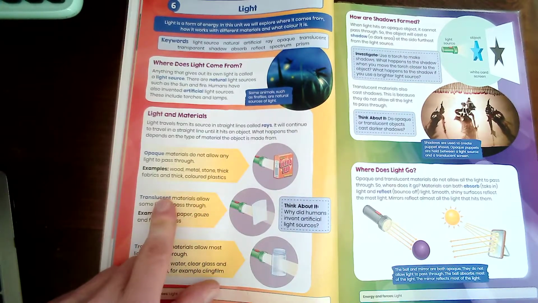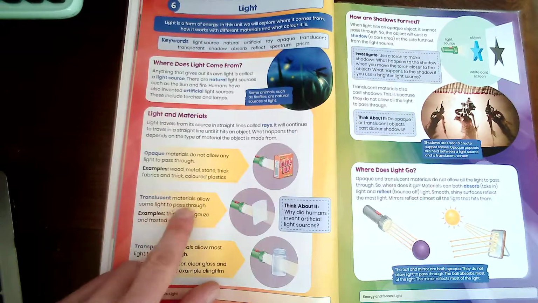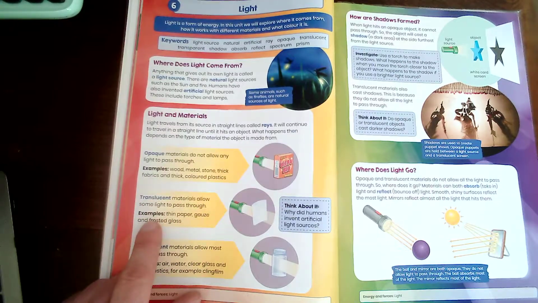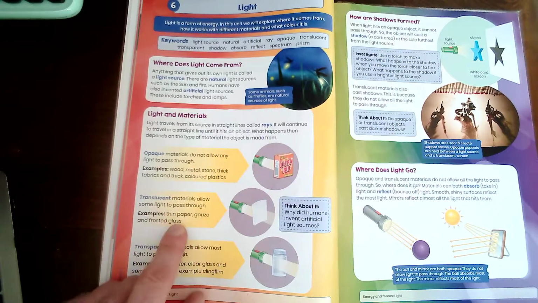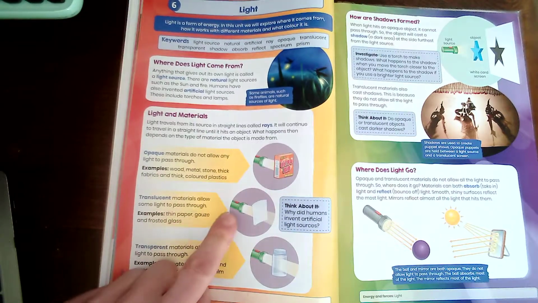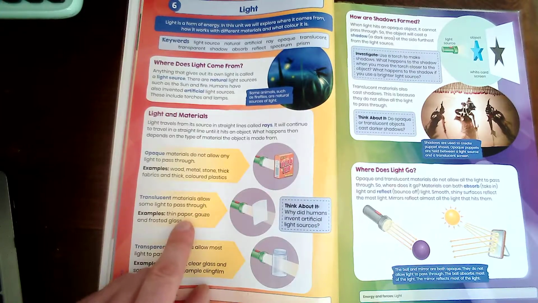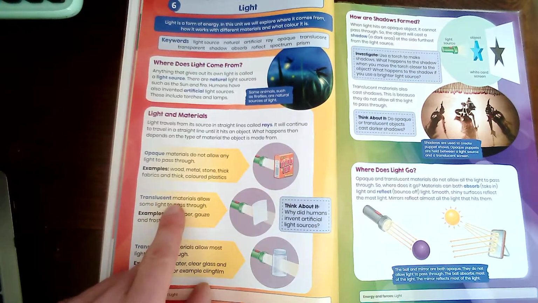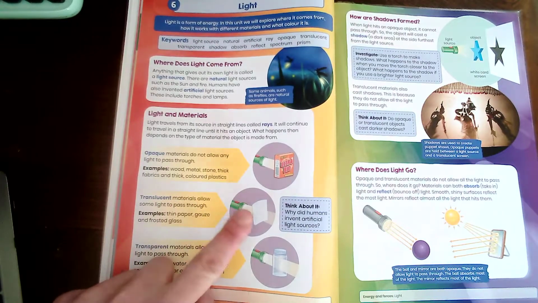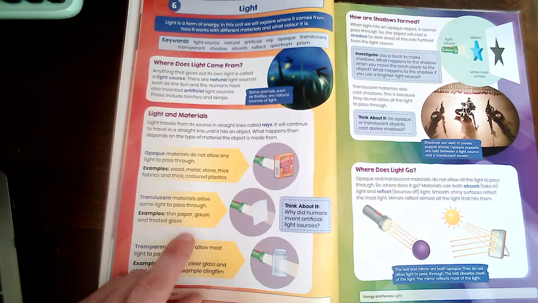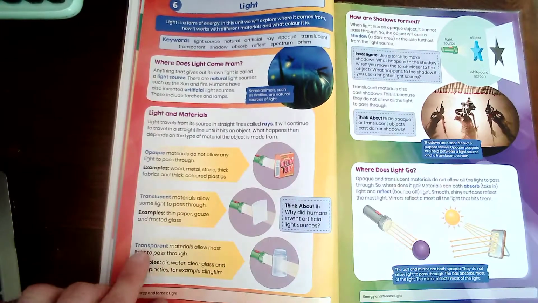So this one is translucent, and translucent materials allow some light to pass through. So examples are thin paper, gauze, and frosted glass. And I always think about the lights in your room are generally translucent, because if they weren't translucent then they would just startle you, wouldn't they? The bulb would startle you. So they are translucent to kind of soften and disperse the light, or diffuse the light, I think is the word I should be using.